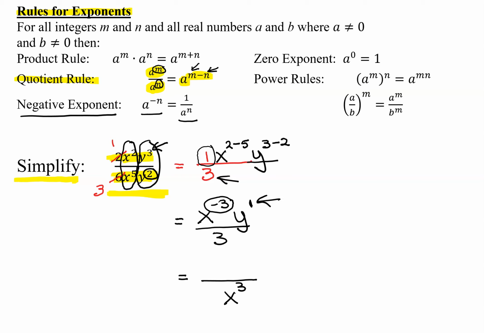Do we ever write an exponent of 1 on a variable? No, so that just becomes y, and then I need my 3 for the denominator. So can I simplify that anymore? No, my bases of y and x are different, I can't combine them, so that is my final answer.